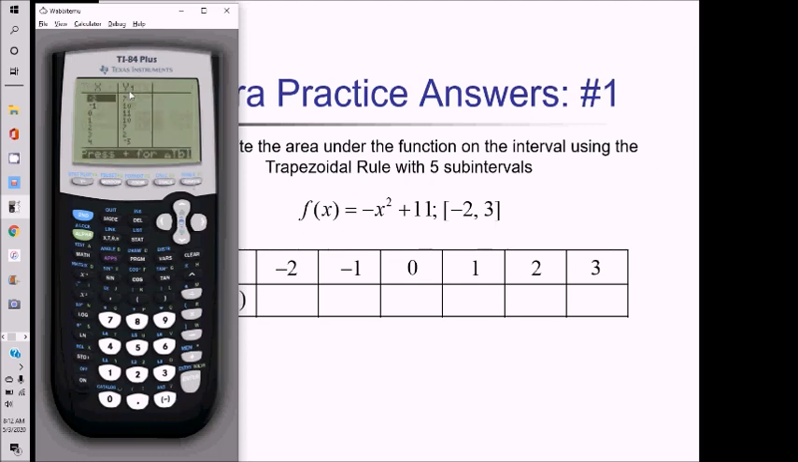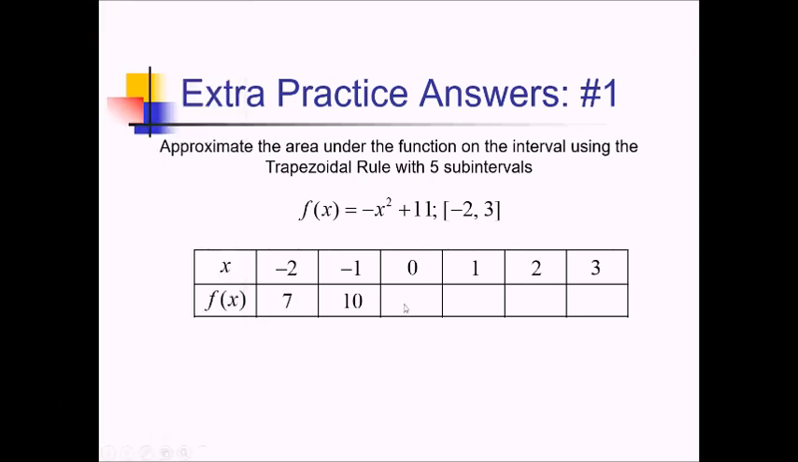So we've got 7, 10, 11, 10, 7, and 2. Let me just put all of those in there. This is just straight out of the table from my grapher. All right, now let's go ahead and use our trapezoidal rule. So we can say that the integral from -2 to 3 of f of x is approximately equal to the following.